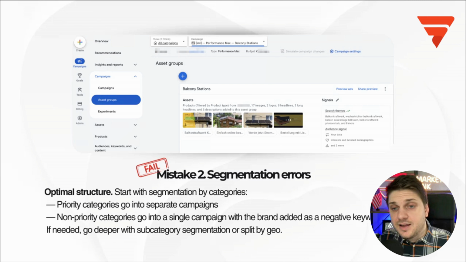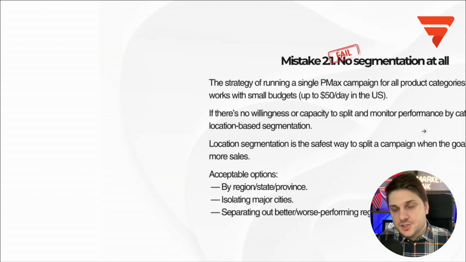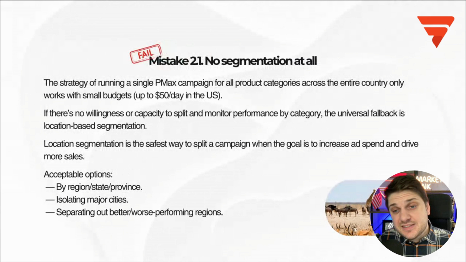Currently, I will show you a couple of mistakes that actually don't work. By the way, in this screenshot, as you see, for example, a campaign for balcony stations, then we are able to create an ad group for balcony stations. We are able to test a couple of different audience signals for this category, and in this case, this works better. But if you have no segmentation at all, or some other mistakes, it can cost you.